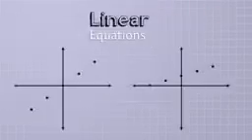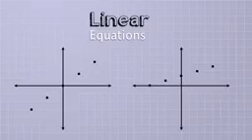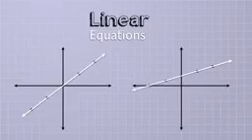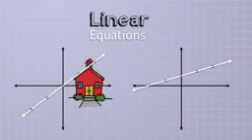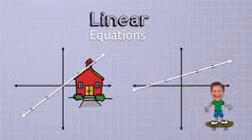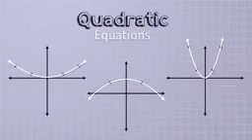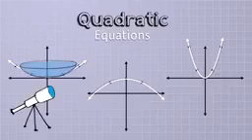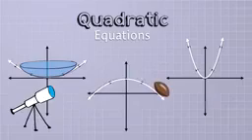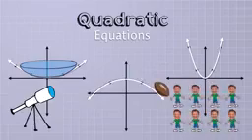For example, there's a whole class of equations in algebra called linear equations because they form straight lines when you graph them. Those sorts of equations could help you describe the slope of a roof or tell you how long it will take to get somewhere. Another class of algebraic equations, called quadratic equations, can be used to design telescope lenses, or describe how a ball flies through the air, or predict the growth of a population.